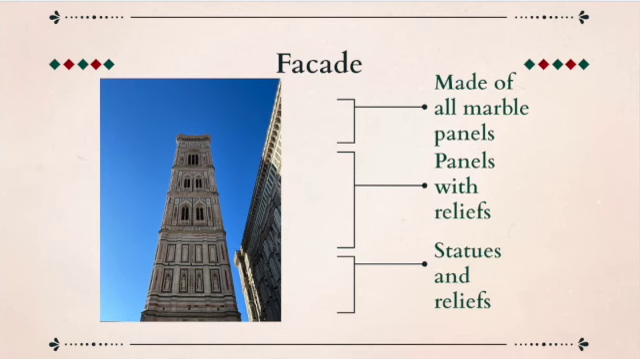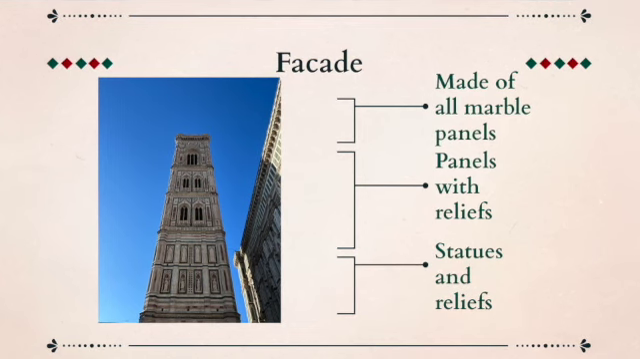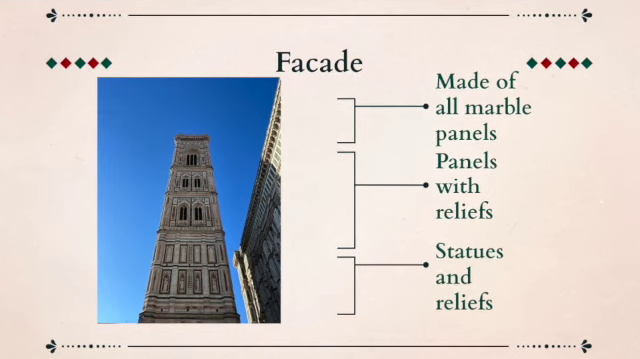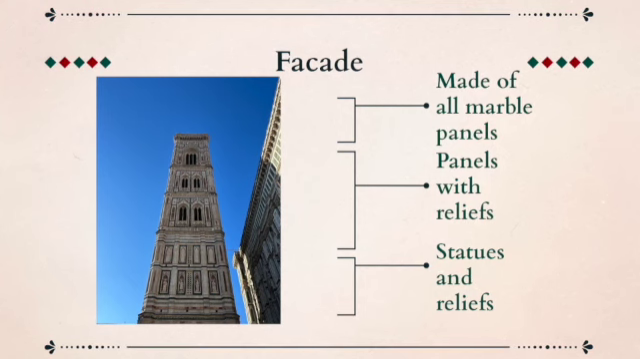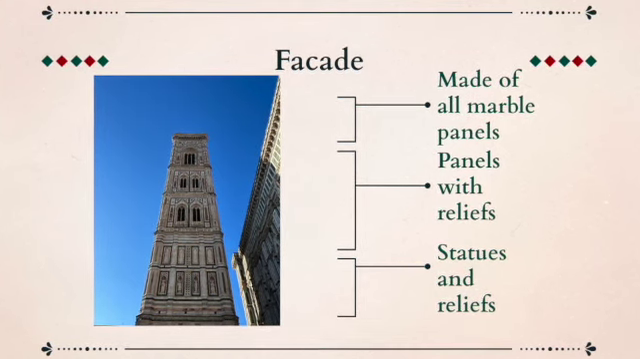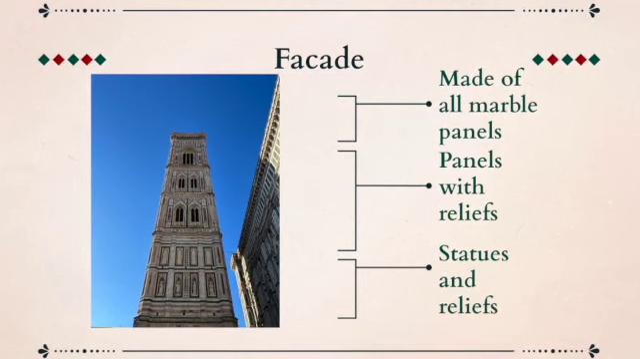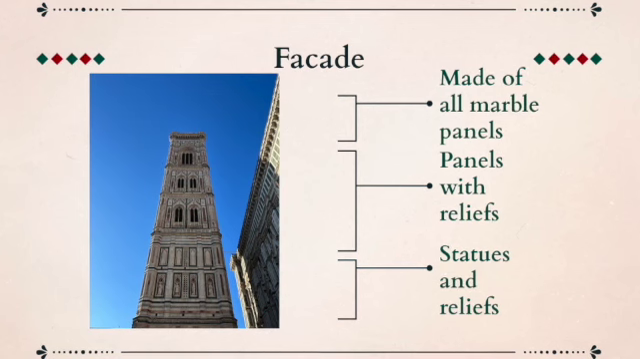So the facade of the Campanile is divided into 4 different levels. The bottom 2 levels mostly have depictions of biblical figures in the form of statues as well as panels. The statues in the bottom include the 4 writers of the Bible: Matthew, Mark, Luke, and John.